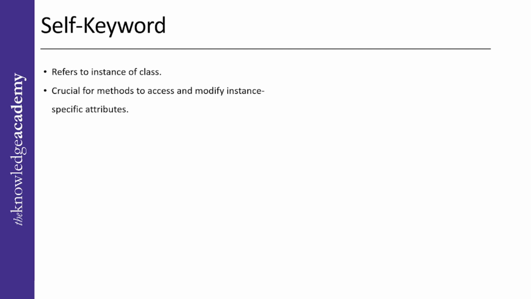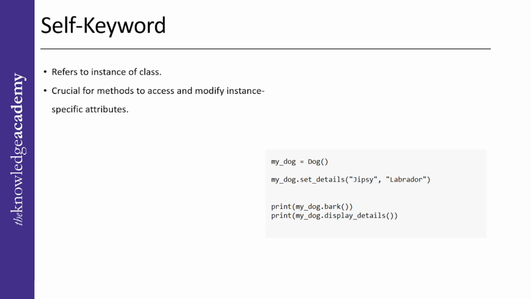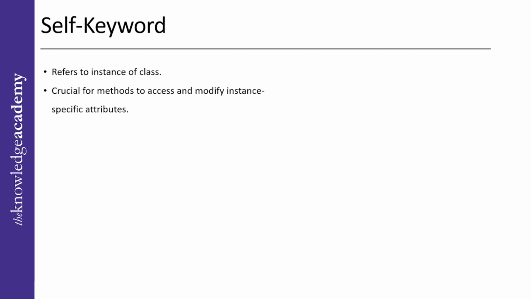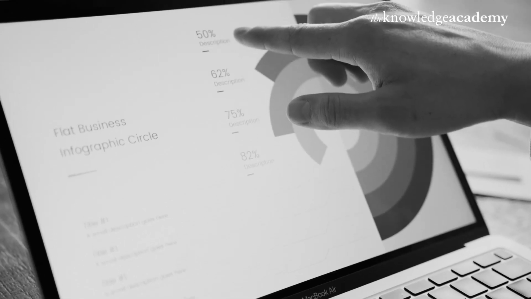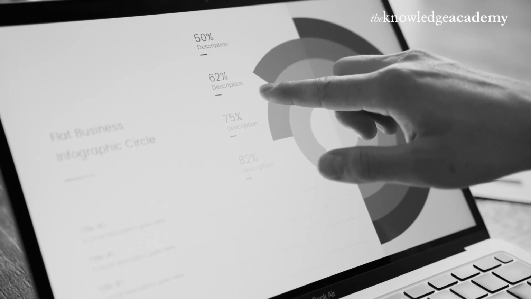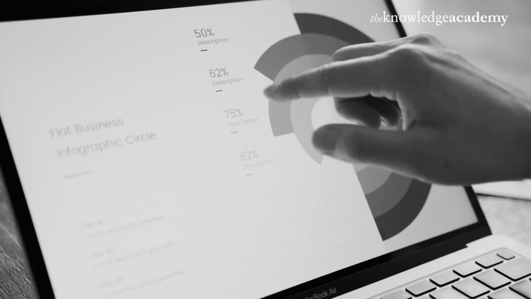When you call a method on an object, like myDog.bark, Python automatically passes a special reference to that object into the method. This reference is like a secret code that tells the method, "Hey, I'm talking about this specific object here." Now, this special reference is typically called self.